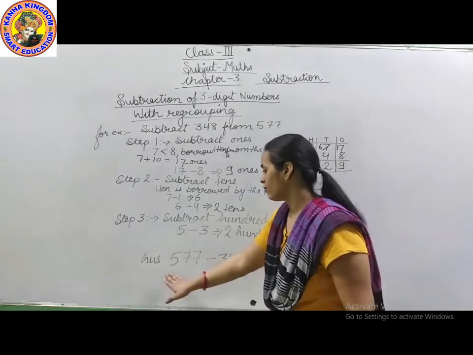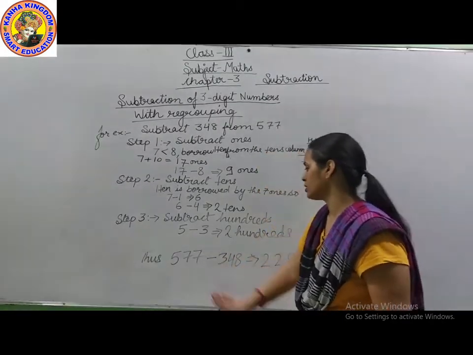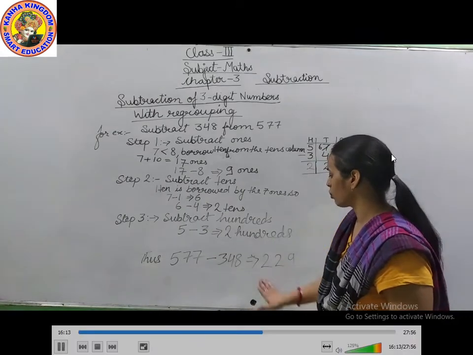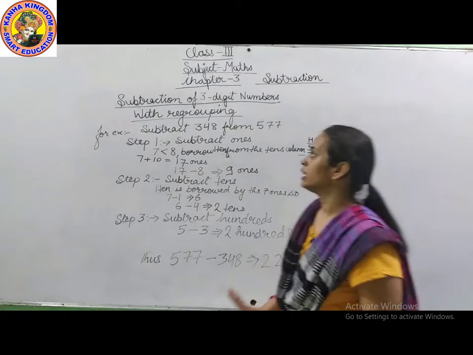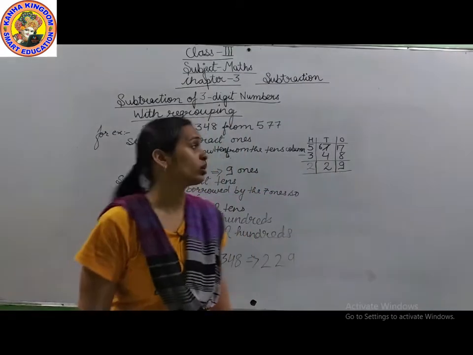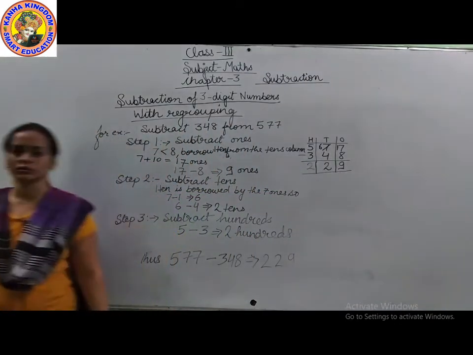So finally, 577 minus 348 equals 229. Okay, write this down in your notebook in neat and clean writing.